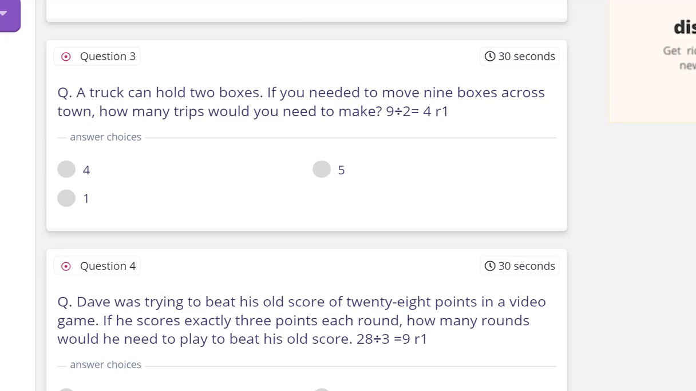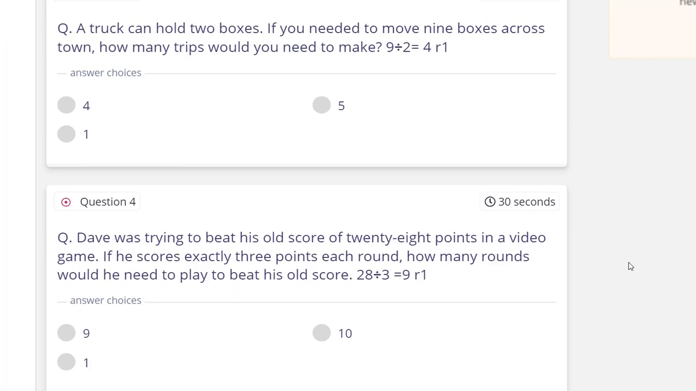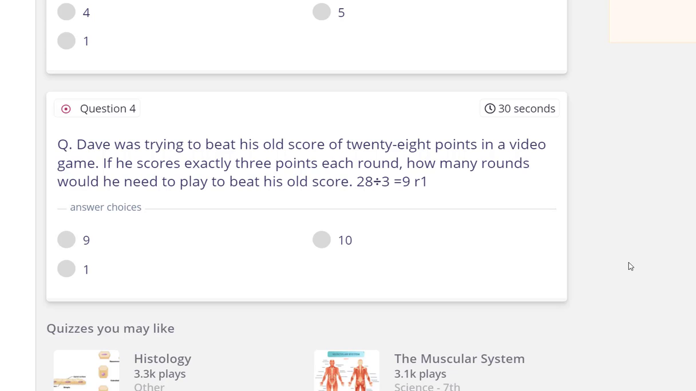Because we have 4 trips filled already, completed trips, completed with boxes filled, and we have 1 left over, so we need to give another trip. We need to make another trip for the remainder. So it's the 4 trips and another trip for the remainder. Thank you, my hero. So it's 5. And the last question.